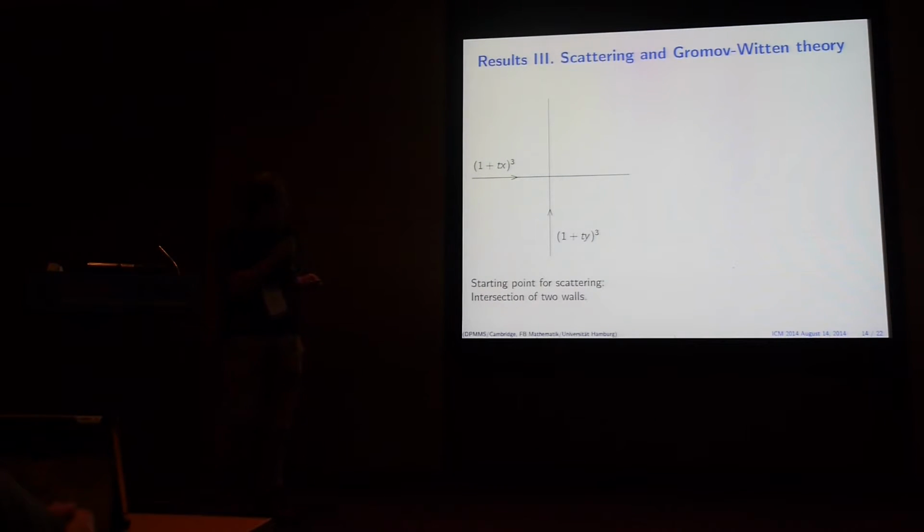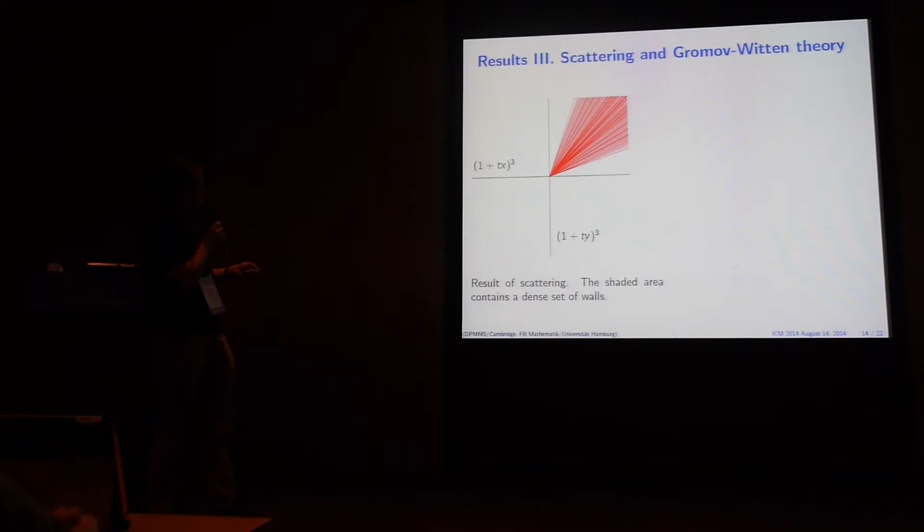So to give an example, you could have two incoming directions with rays that collide, with these attached functions, 1 plus x cubed and 1 plus ty cubed. The scattering in this case is very complicated. There's some discrete region with chambers, but mostly there's a region here with rays of every rational slope appearing. And there's some fascinating structure here.